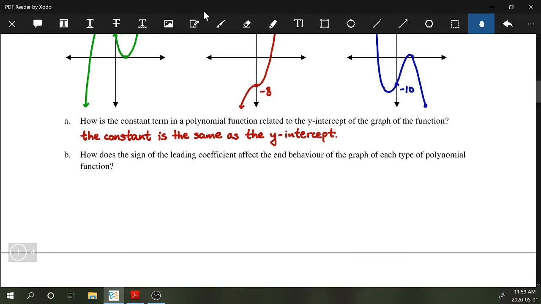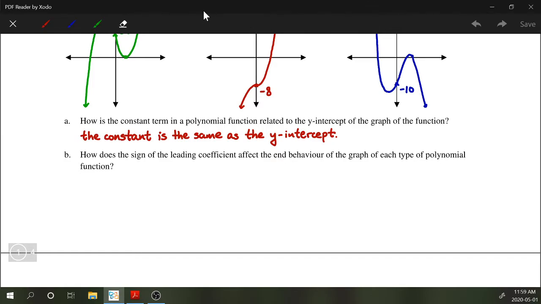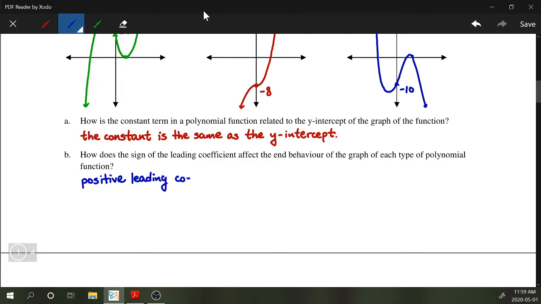Now, the shape of the graph, the end behavior, depends on two things, the degree and also the leading coefficient. The leading coefficient at the very least will tell us where the graph ends as we move from left to right. So there's two possibilities. If you have a positive leading coefficient, then the graph is going to end in quadrant 1. If the graph has a negative leading coefficient, then it will end in quadrant 4.